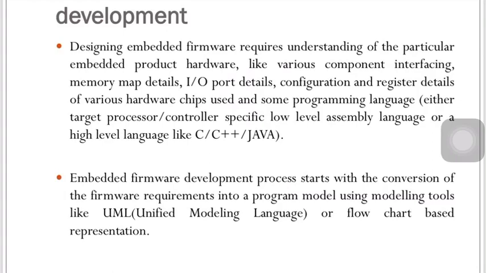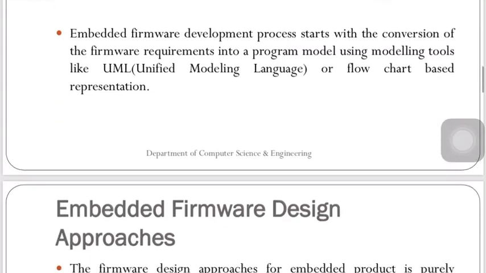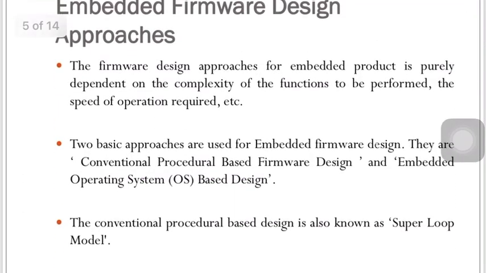Embedded firmware development process starts with the conversion of the firmware requirement into a program model using modeling tools like unified modeling language or flowchart based representation. So we can start working on a firmware once the model is ready, as we discussed in the previous class. If a particular model or a flowchart is ready, then we can easily write a firmware for that.